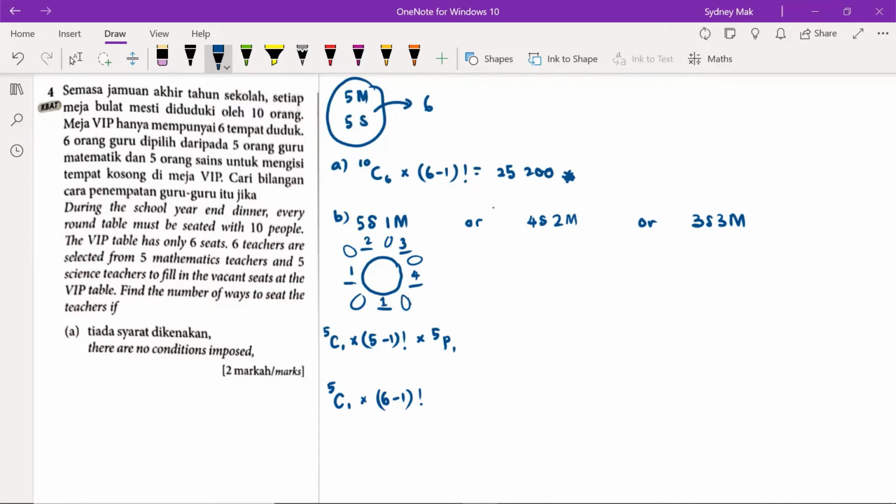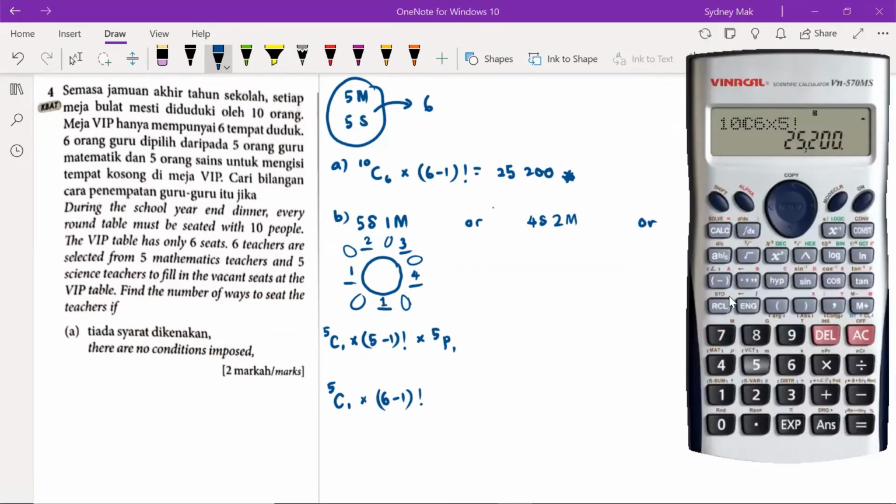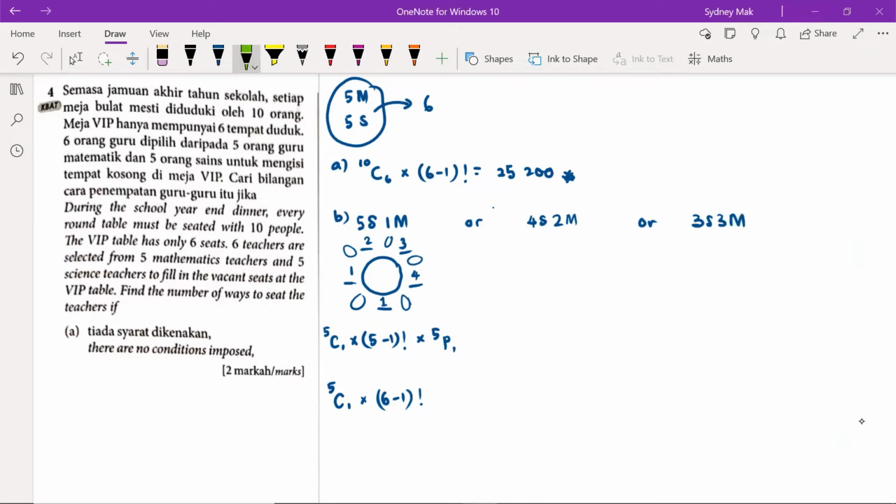I can prove it to you. Let's put 5C1 times 4 factorial, and then times the 5 empty spaces between the science teachers, and then one of them is used to seat the maths teacher. So 600 ways. Okay, so over here we have 600 ways.